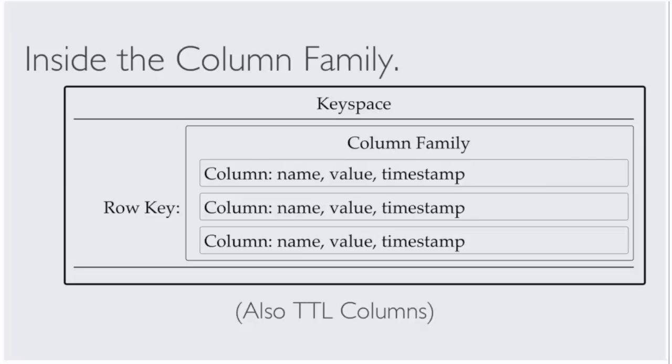Just a quick note there, we also have time to live columns, which are a very handy data pattern. You can store data and say this should only be returned in requests for the next week, and eventually, after that week, Cassandra will compact it away and it'll stop taking up space on your disk as well.